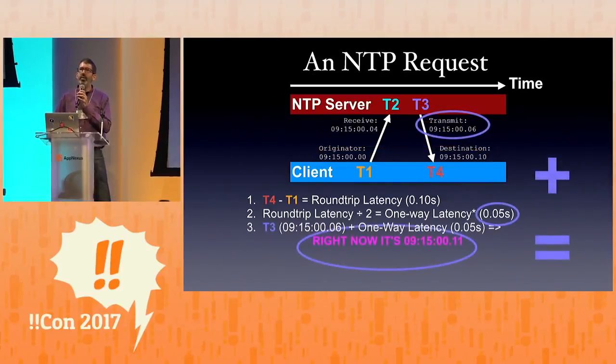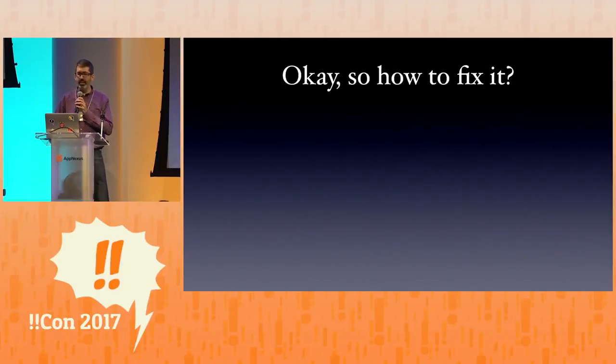So from this, if I take the NTP authoritative timestamp of 9:15 and 6/100ths of a second plus 5/100ths of a second latency, that tells me right now it's 9:15 and 11/100ths of a second. But look, I said it's 10/100ths of a second. I'm behind by 0.01 seconds. So now we have to correct that. How do we fix it? You fix it by slewing your clock, which is varying your clock speed, but staying positive.